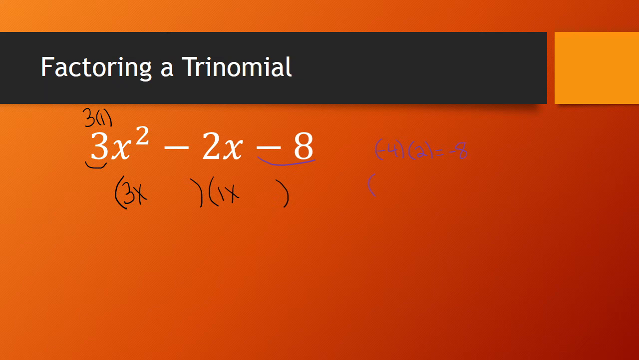I did my guess, so now I'm going to do my check. I have 3x minus 4 and 1x plus 2. When I multiply negative 4 by 1, I get negative 4 as the inner product. And when I multiply 3 by 2, I get 6 as the outer product. When I add negative 4 to 6, I get 2.